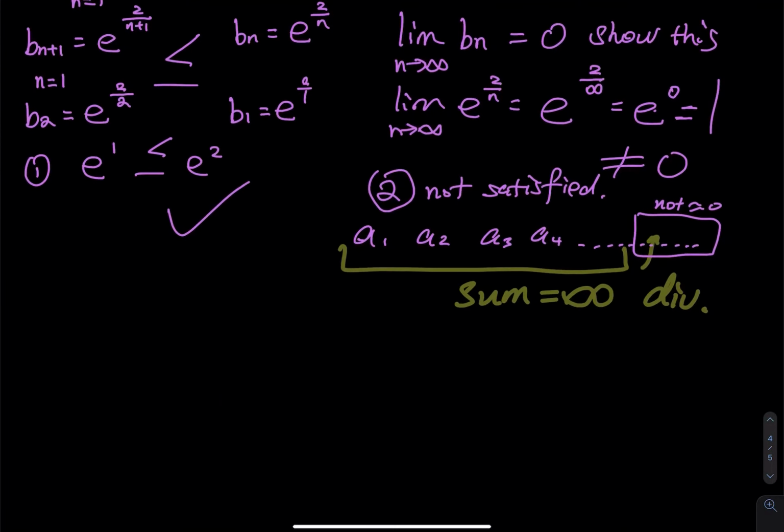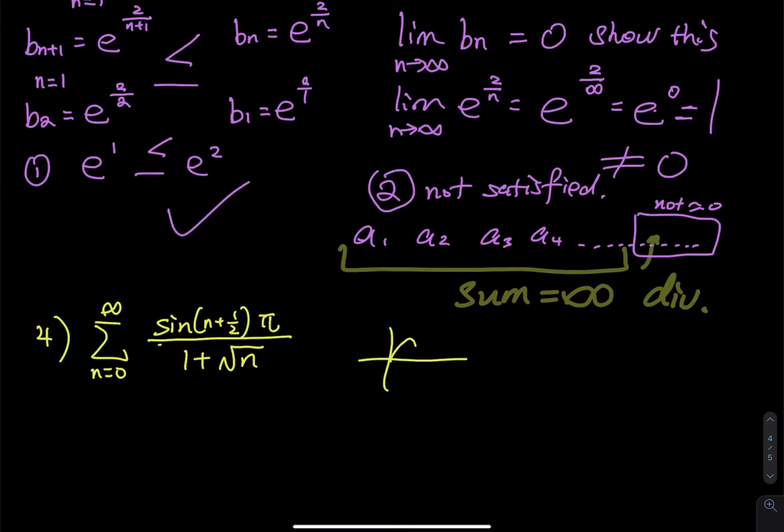Number 4, we have the summation from 0 to positive infinity of sine of (n plus 1/2) times pi. The denominator is 1 plus the square root of n. So what is the graph of sine? The graph of sine alternates between +1 and -1, right? So thus we can say the sine alternates between -1 and 1. Okay, so that means this is an alternating series.